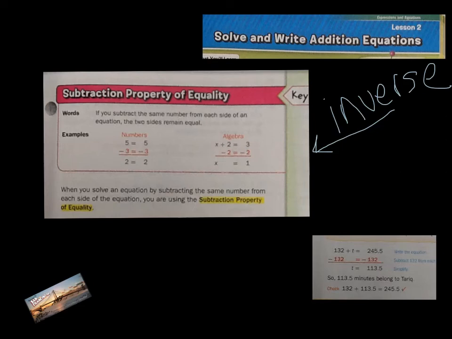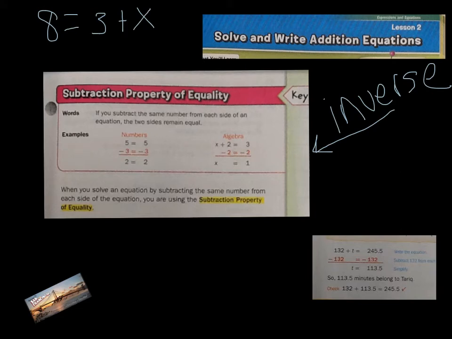This is Chapter 7, Lesson 2, Solve and Write Addition Equations. So what we're going to be doing is solving equations that use addition. For example, if I have 8 equals 3 plus x, and I'm trying to figure out what x is.